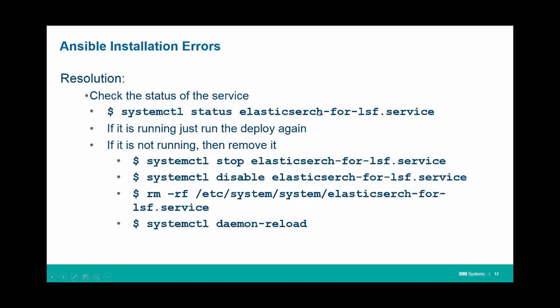Or what you can do is check the status of the service using systemctl status elasticsearch-for-lsf. And if it's running, just run the deploy again. If it's not running, what you can do is remove it, right? So here are the steps to remove it. You stop the service first and then disable it and remove the symbolic link and then reload the systemctl daemon. And then once you've done that, run the deploy again and the error should go away.